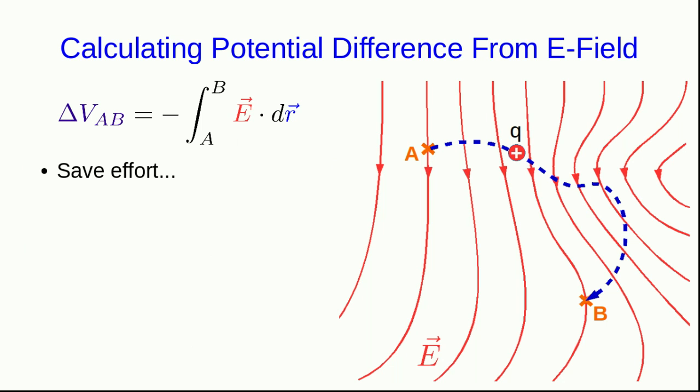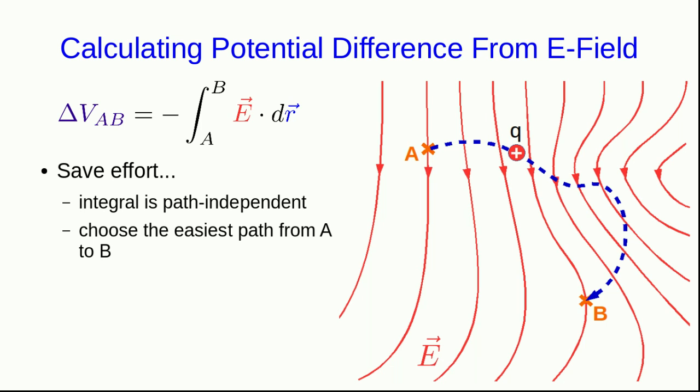So this gives us a way of finding potential differences in the case that we already know the E field. And realize that you should save effort. You know that this integral has to be path independent. And so if you have a choice, you should always try and use a path that will make the integral the easiest to do, not necessarily the actual path that, say, a particle might be following from A to B.